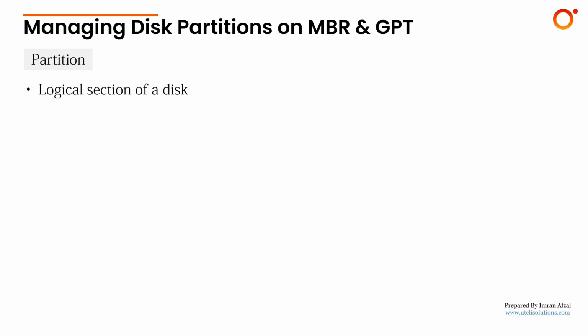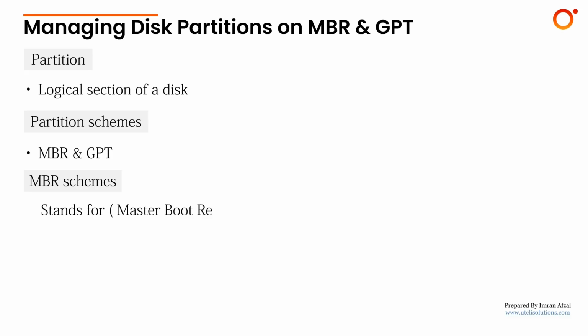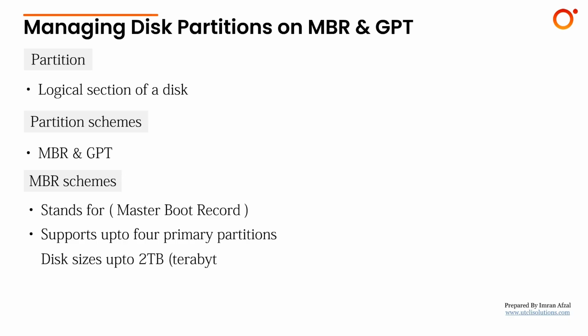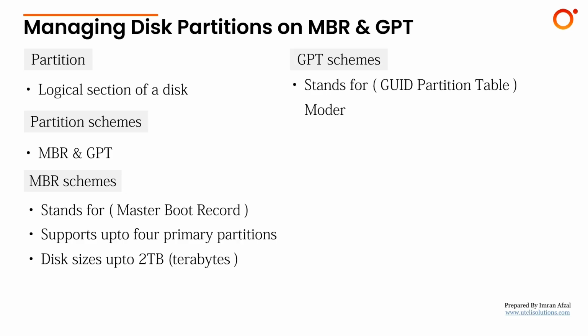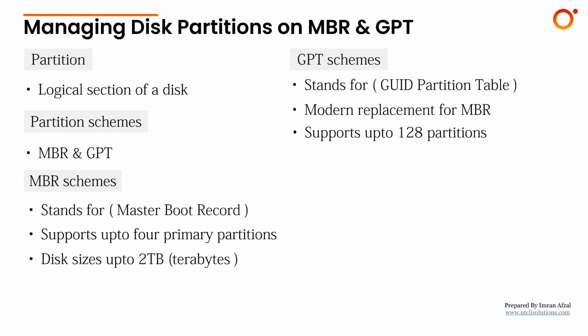A partition is a logical section of a disk. Without partitions and file systems, the operating system cannot use the storage. Now, Linux supports two major partitioning schemes, MBR and GPT. MBR stands for Master Boot Record. It is the older standard and supports a maximum of 4 primary partitions and disk sizes up to 2 terabytes. GPT stands for GUID Partition Table. It is the modern replacement for MBR, supports up to 128 partitions, works with UEFI systems, and allows much larger disk sizes up to 9 zettabytes.